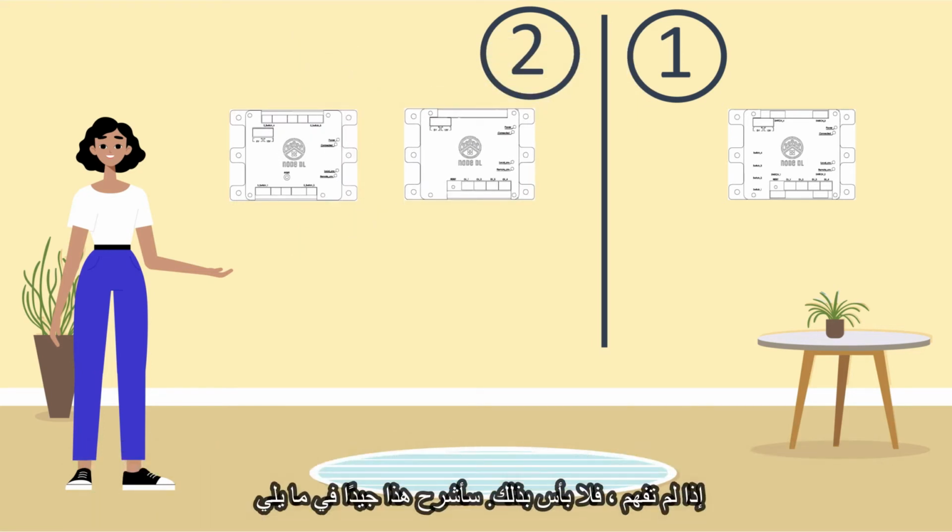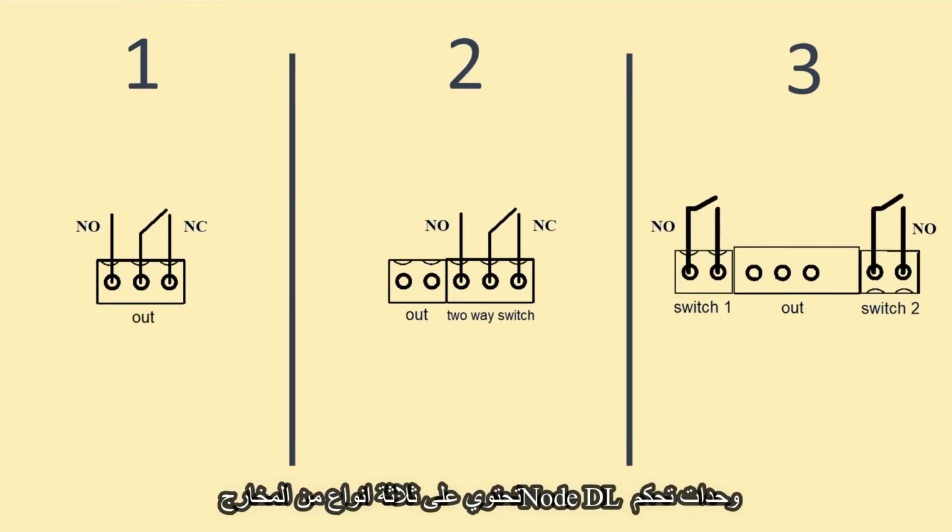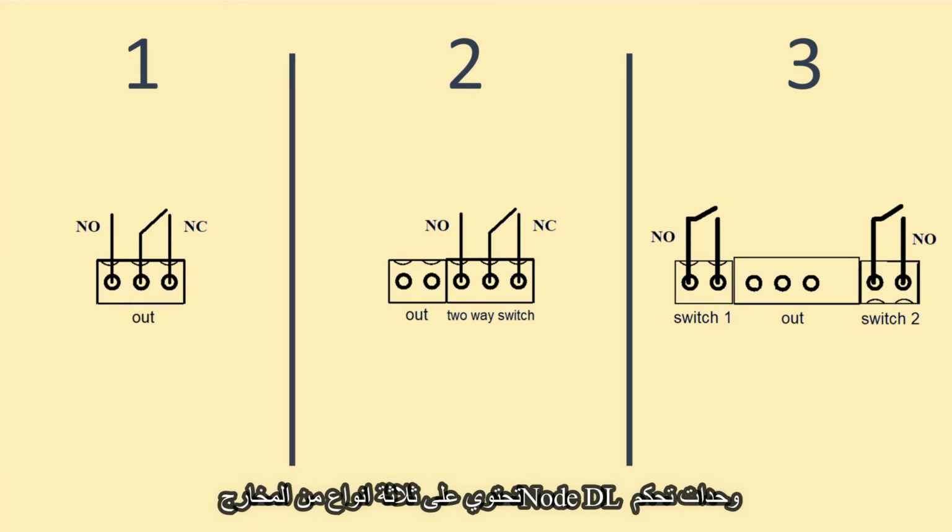If you do not understand, that's fine. I will explain this well in the following. Now let's start with the types of outputs. Node-RL modules contain three types of outputs.